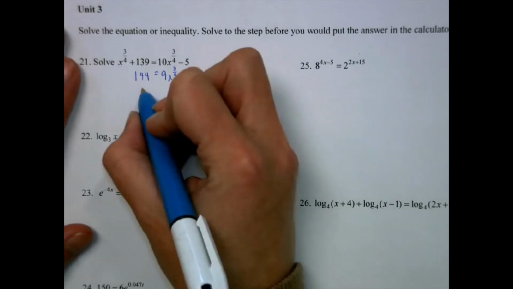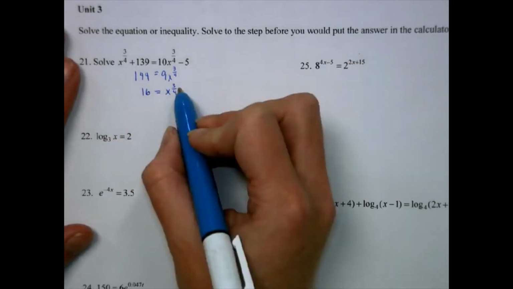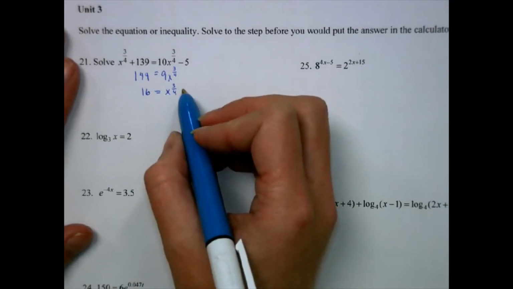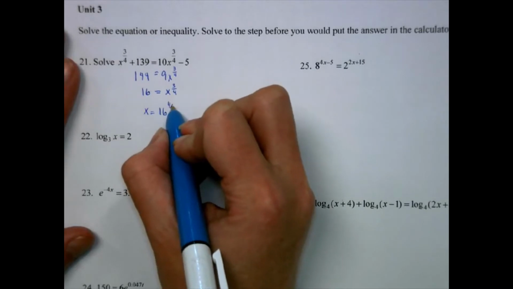If I divide that by 9, that'll be 16. So then to get rid of this, we're not using logarithms or anything. I just raise it to the reciprocal power. So this would be 16 to the 4/3, because if I raise this to the 4/3, it goes away.